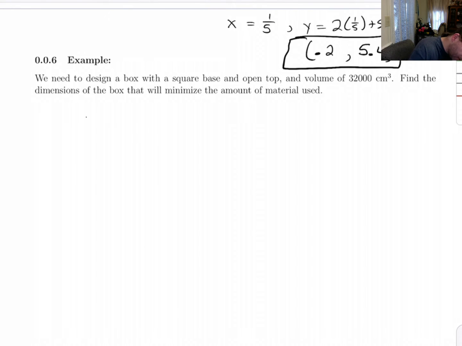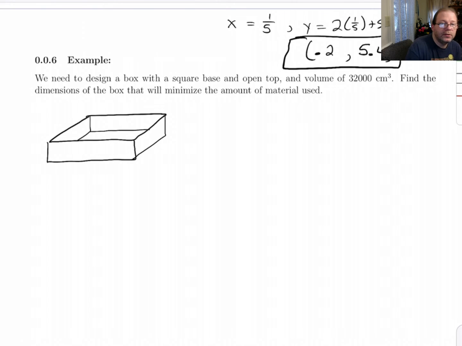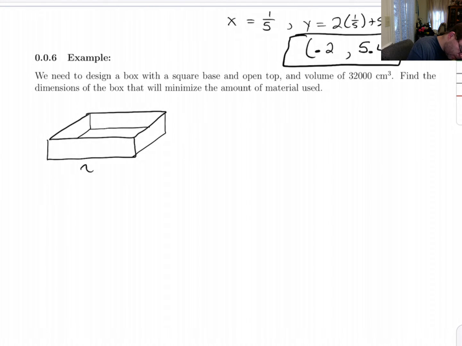Let's draw our box then. Box is going to look like this. It's a square, and it has no top. So it looks like that. Let's call this x. Let's call this y. Now what they tell us here is the volume has to be 32,000 cubic centimeters. So x squared y, that's the volume.